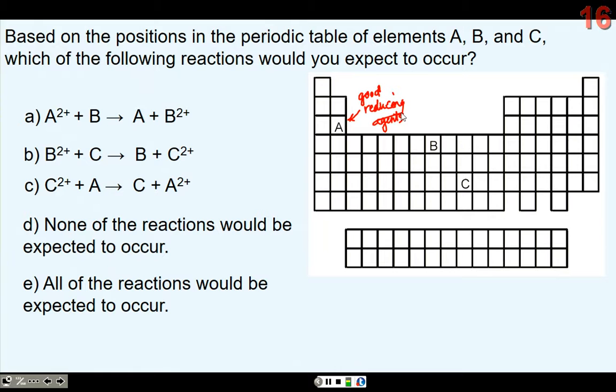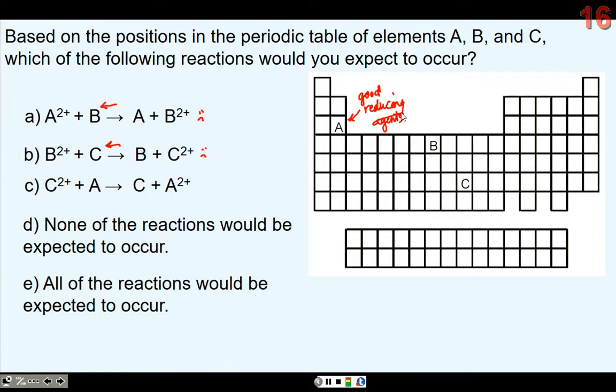And so let's see what our choices are. So A ion reacting with B metal is not likely. B ion reacting with C metal, that is really difficult to know based on the position in the periodic table. But in a general sense, we would expect it to go the other way, probably instead, more likely, because B is closer to the alkali metals than element C, so probably not. But what about the last one? A reacting with the ion of element C.